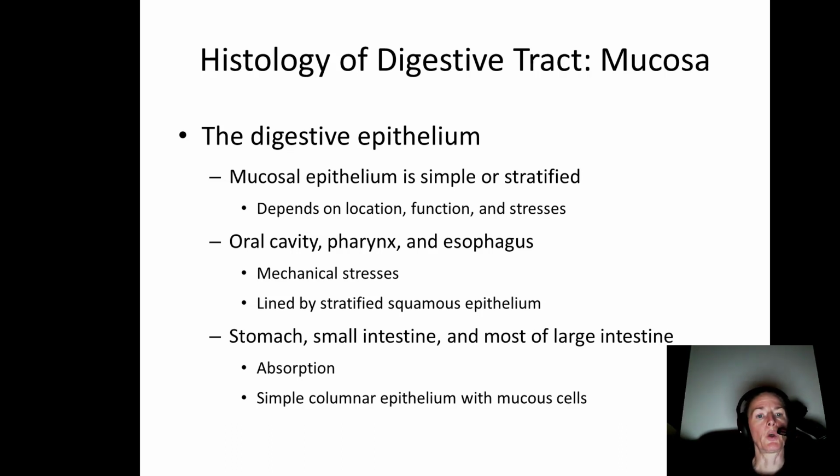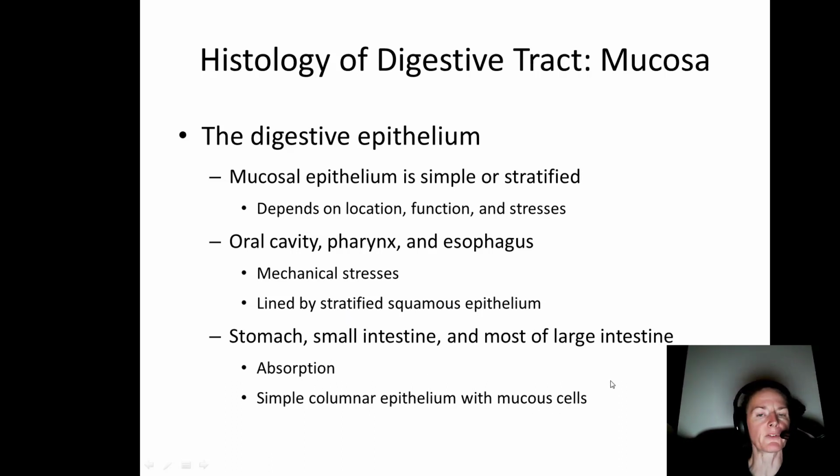All right, so as we've said, we're going to see the oral cavity, that is the mouth, the pharynx, which is the throat, and the esophagus. They're going to be experiencing all kinds of mechanical stresses, and these are going to have our stratified squamous epithelium. We're going to transition into our simple columnar epithelium with lots of mucus cells.